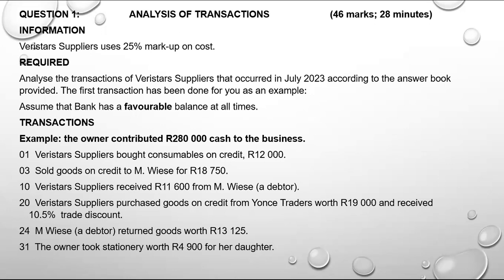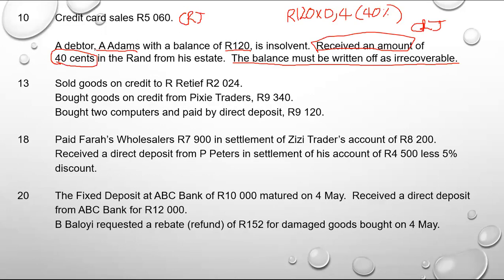Okay. It's doing its own thing now. Let's get to this one here. 13, it says that we sold goods on credit. Guys, we have done that before. Selling goods on credit, where does it go? Oh my word. It goes to the DJ. Okay, selling goods on credit, it'll go to the DJ.